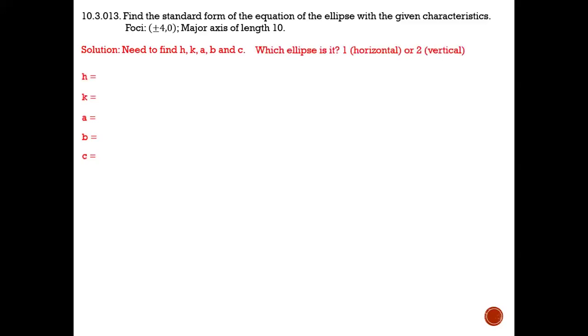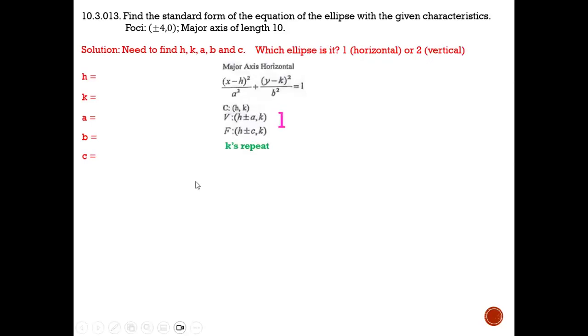Okay, so find the standard form of the equation of the ellipse with these given characteristics. We have the foci at plus or minus 4 and 0, and we have the major axis that is 10. We're going to have to find h, k, a, b, and c for this one, for our ellipses, okay? Well, which one is it? Is it 1 horizontal or 2 the vertical?